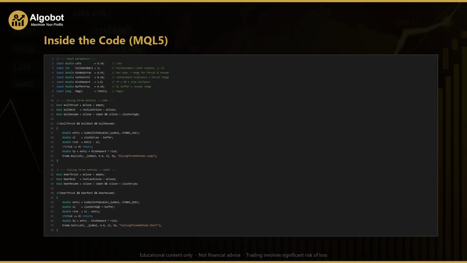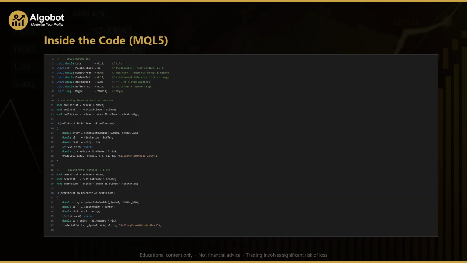When all three line up, the code reads the ask as the entry, sets the stop just below the cluster low minus the buffer, measures that risk, and places the take profit at risk reward times the risk above entry. Then it calls trade.buy. The short block is the exact mirror.